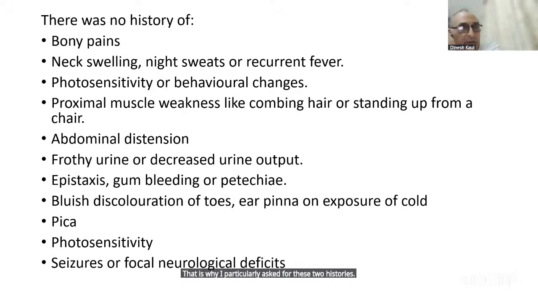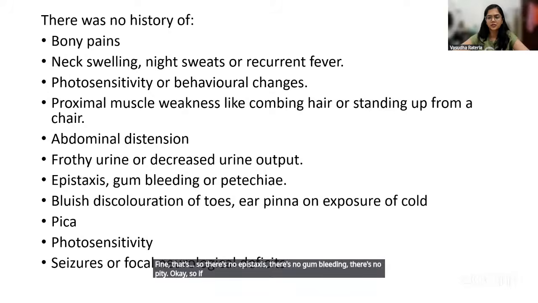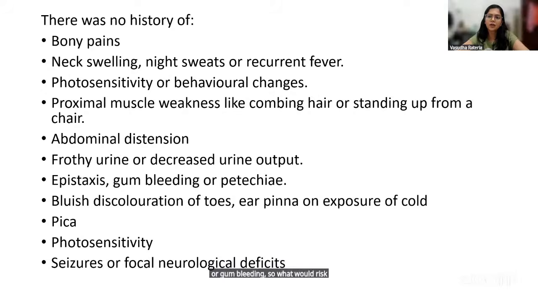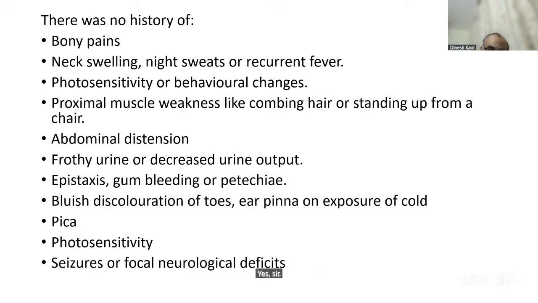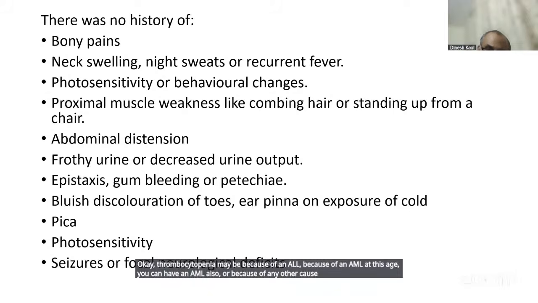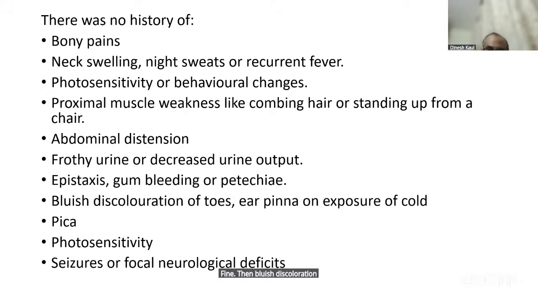Fine, that's okay. So there's no epistaxis, there's no gum bleeding, there's no petechiae. Okay, so if she had some epistaxis, gum bleeding, petechiae, what would that tell us? Sir, that I would think of thrombocytopenia. That would suggest that the child is having thrombocytopenia. So then I will evaluate in that direction, maybe because of an ALL, because of an AML, at this age you can have an AML also, yes, or because of any other cause leading to low platelets.